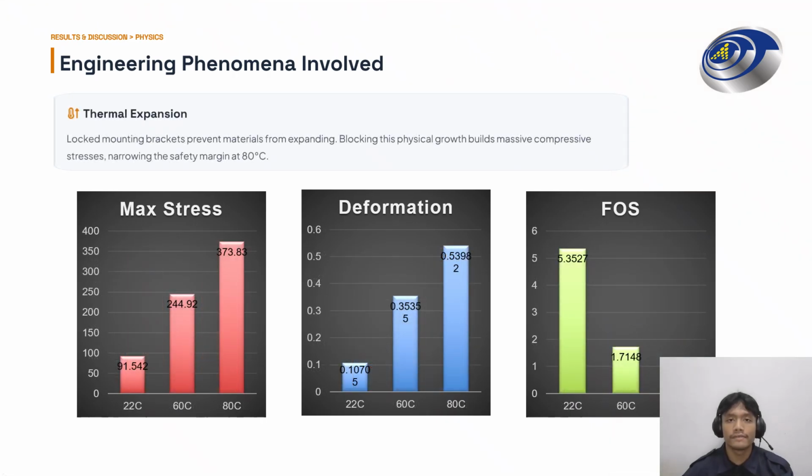Lastly, let's look at the physics of thermal expansion. Because our mounting brackets are completely locked in place, the material is physically prevented from expanding as temperature rises. Blocking this growth builds up massive compressive stress within the structure. As the chart highlights, when moving from baseline up to 80 degrees Celsius, maximum stress skyrockets to 373 megapascals and deformation spikes. This severely narrows our safety margin, plunging our factor of safety down to a critical 1.12.